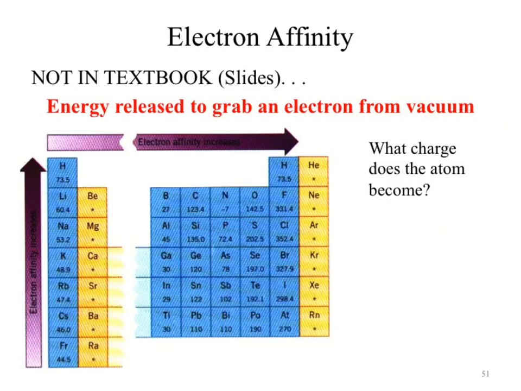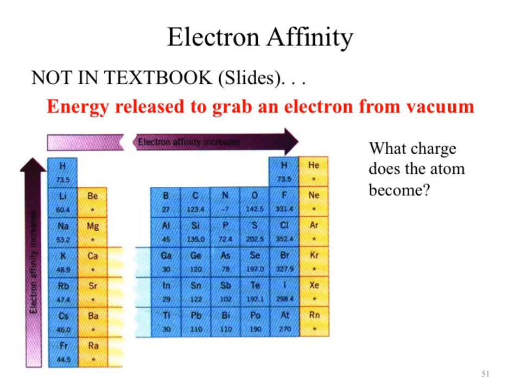Okay? Electron affinity, not talked about in your textbook, but I want to address it real quickly. This is the energy released to grab an electron from the vacuum. So we look at an atom in its elemental state and we say, grab an electron from the vacuum. How much energy is released? Should energy be released? We're looking at an electron in the vacuum, very high state, versus bringing an electron into an orbital, which is a lower energy state. So we should expect to release that energy in some way.